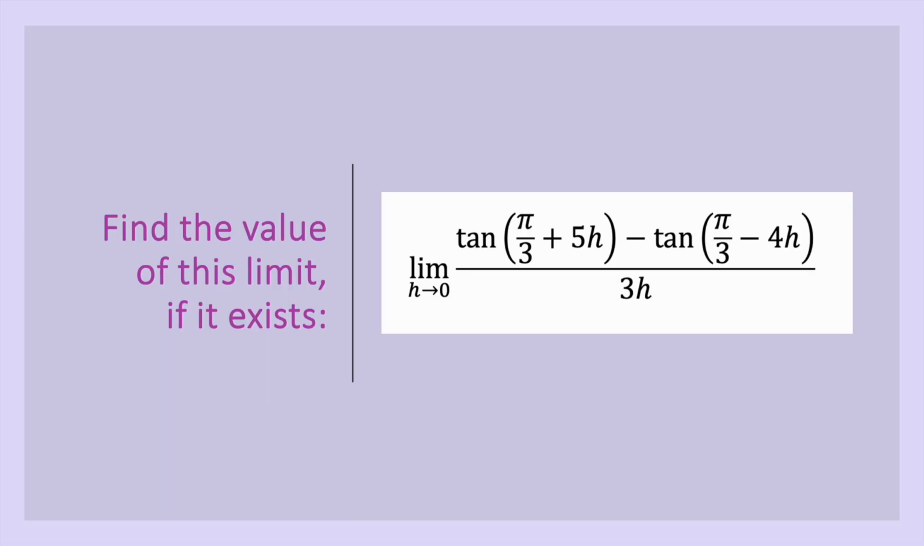Here is the question. We're finding the value of this limit if it exists. If you've never seen limits before, the notation there, the limit as h approaches 0, means that you need to consider h when it's really, really small. So approaching 0 on a graph means approaching from both sides. You need to consider what's happening when h is like 0.0001, very close to 0 but positive, and you also need to consider what happens when h approaches 0 from the negative side.